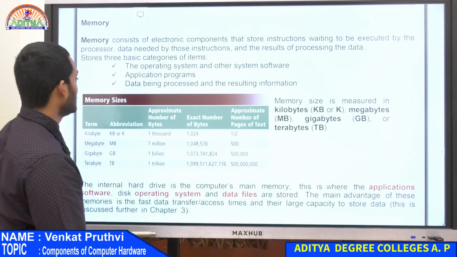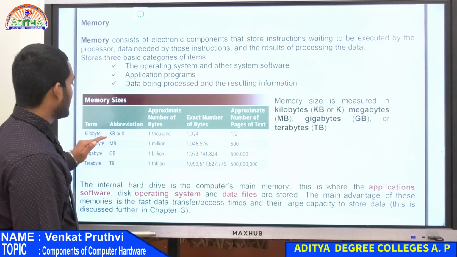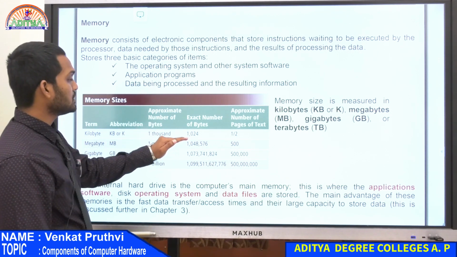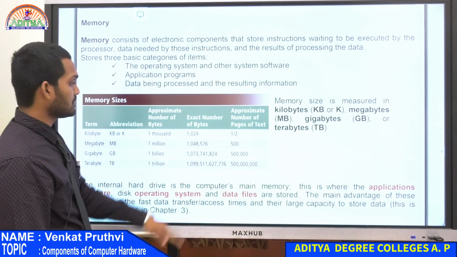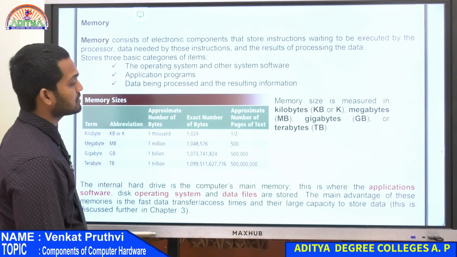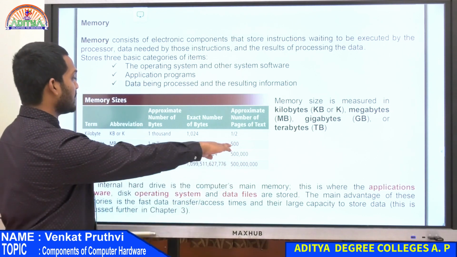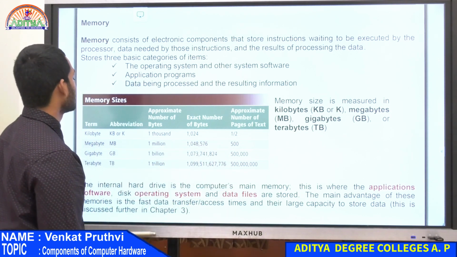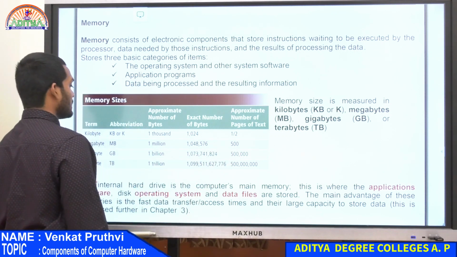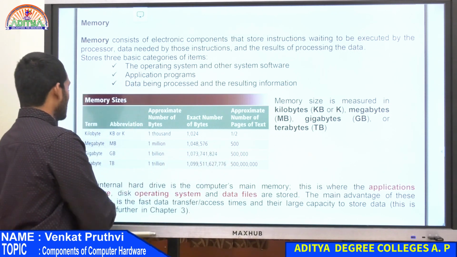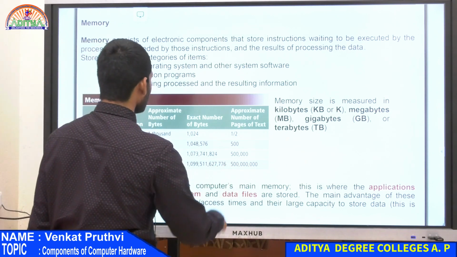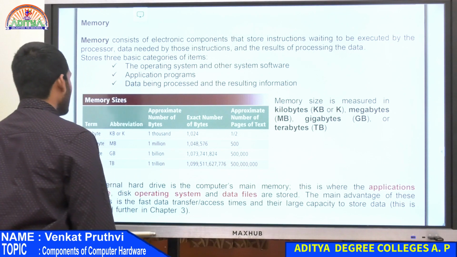And then we have megabytes MB, that is 1 million bytes. 1 million bytes means 1048576 bytes exactly when you see them. So the approximate number of pages of text that you can get from this MB is 500 pages. And then gigabytes, you can get around 5 lakh pages of text, that is 1 billion bytes. Terabyte is 1 trillion bytes, and you can get approximately 50 crore pages.